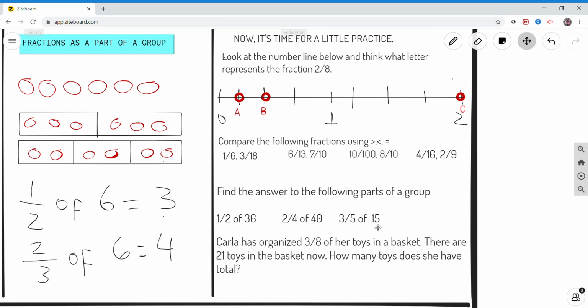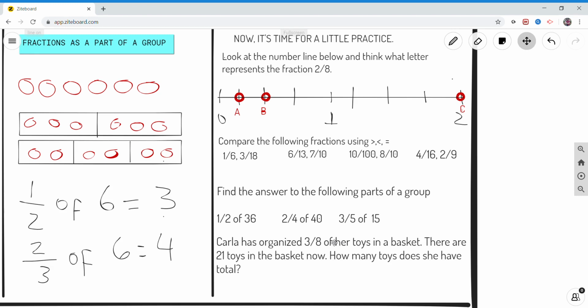Finally, Carla has organized 3/8 of her toys in a basket. There are 21 toys in the basket now. How many toys does she have total? So she has a total of 56 toys.